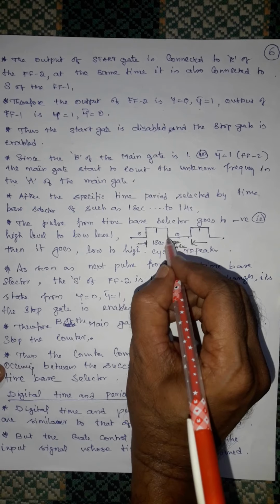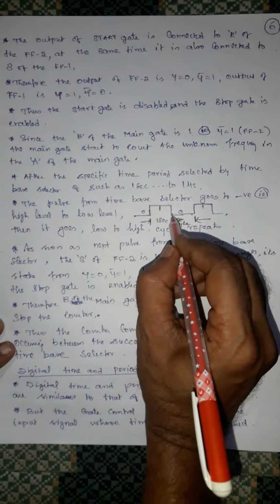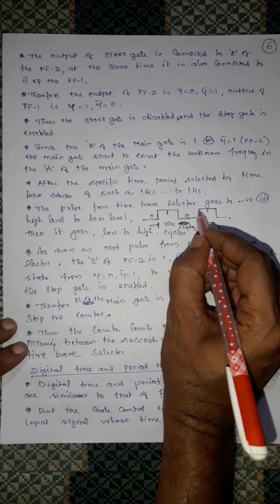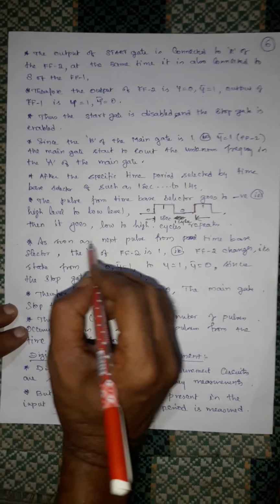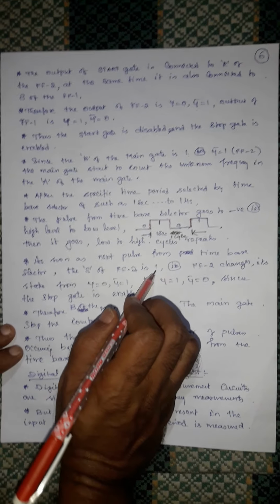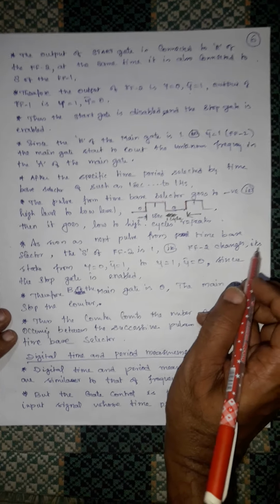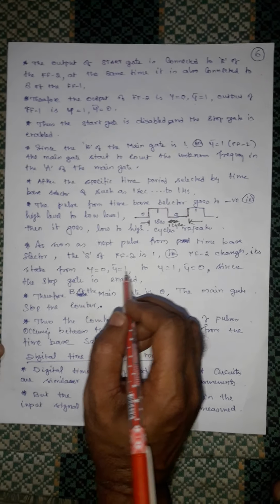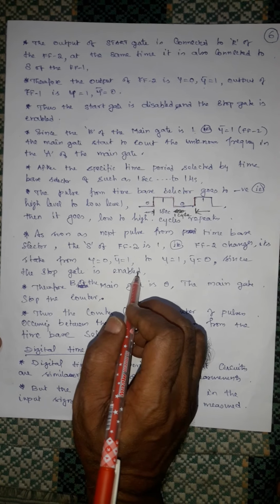Here 1 second is over, that is, it consists of a positive cycle and a negative cycle. Again the next cycle will begin. As soon as the next pulse comes from the time base selector, s of the f of 2 is 1. Flip flop 2 changes its state to y equal to 0, y bar equal to 1, or y equal to 1, y bar equal to 0, since the stop gate is enabled.